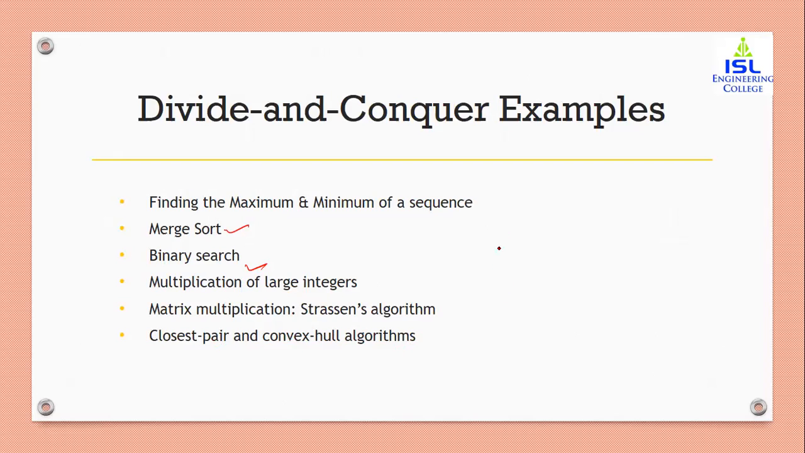So for finding the recurrence relations, we will see the first three. We will see maximum and minimum of a sequence, merge sort and binary search. The other three, you can refer to directly in the textbook, or else you can even skip them, because multiplication of large integers and matrix multiplication are important from the point of view of algorithms only, which are not needed in our syllabus.